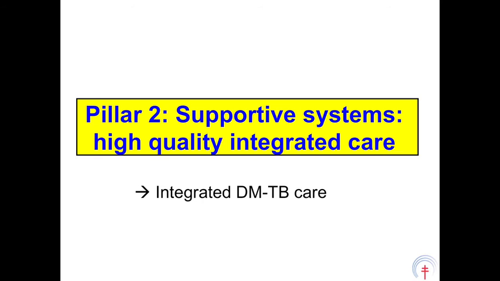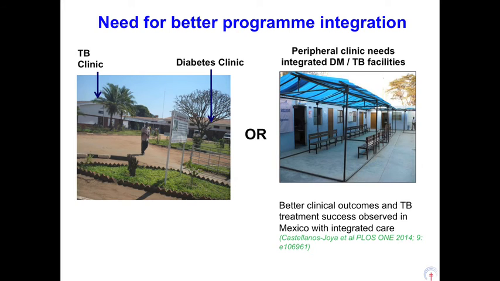Let's look at Pillar 2, supportive systems, high-quality integrated care. So here we could think about integrating diabetes TB care. So the normal situation, I'm afraid, is what you see on the left, where if you have both diseases, you will go to the TB clinic for your TB treatment, and then you'll have to wander either in the same hospital or to another hospital to get your diabetic care and treatment.